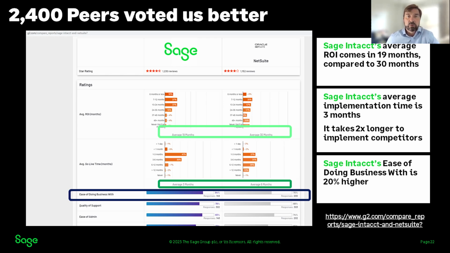G2 ran a review, 1,200 of our customers, 1,200 of a competitor's customers. Look, ROI in almost half the time. Go live in half the time. Across 57 categories, people choose us as number one, including easier to do business with, because of what I just laid out in the product. It's like when you say it about yourself, it's bragging. When someone else says it about you, it's true. Because we've done those things upstream with the one singular tech stack, you get these results and this type of customer satisfaction. Why you should take a look at it.